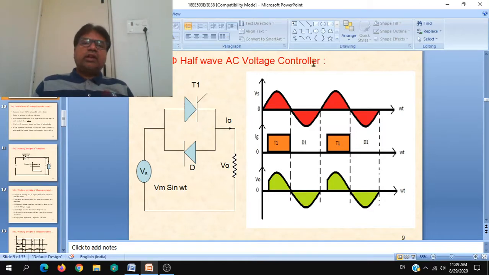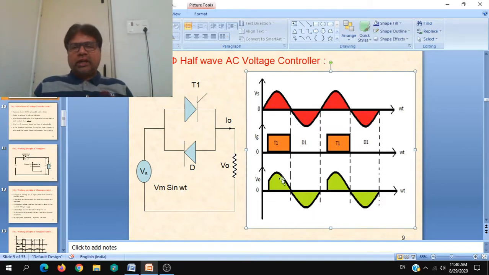It is a half wave AC voltage controller. First, let us recall our concepts. An AC voltage controller is nothing but an AC to AC converter which allows the total cycle to the load. That is, it allows both positive and negative half cycles to the load.